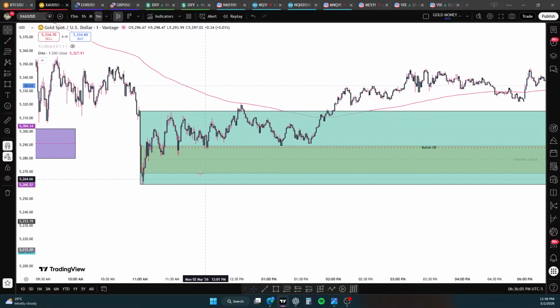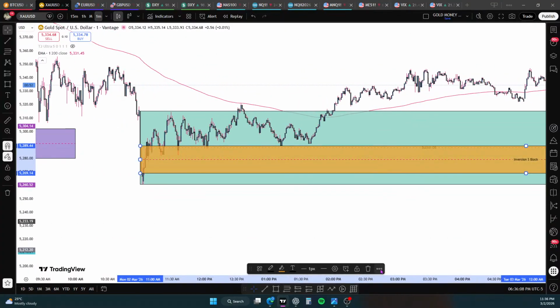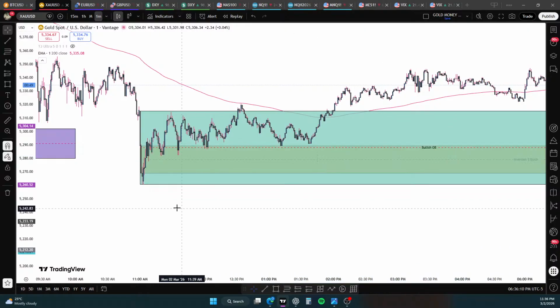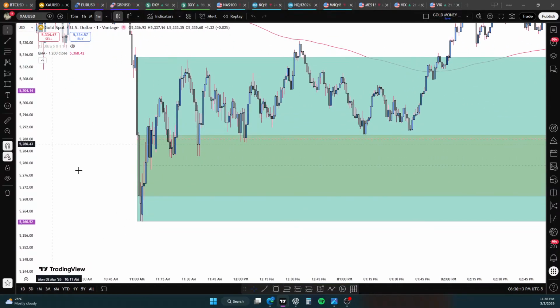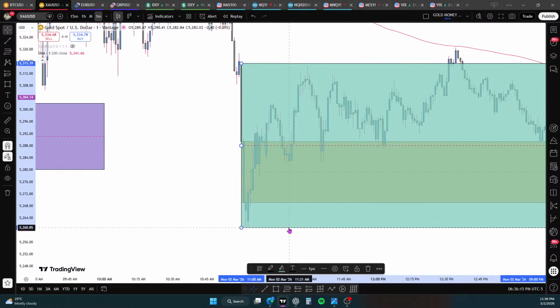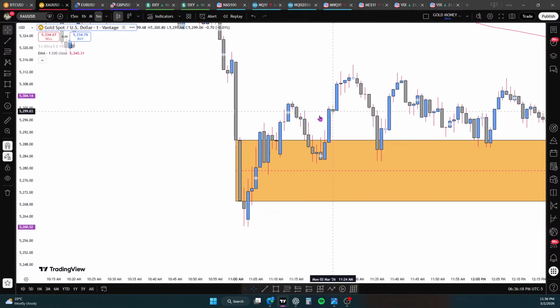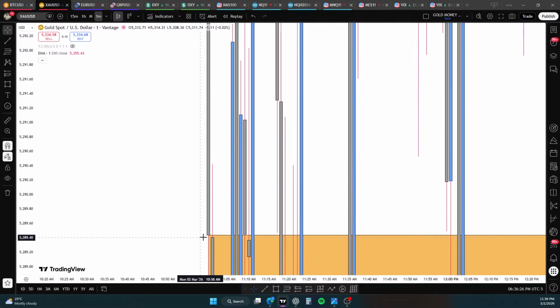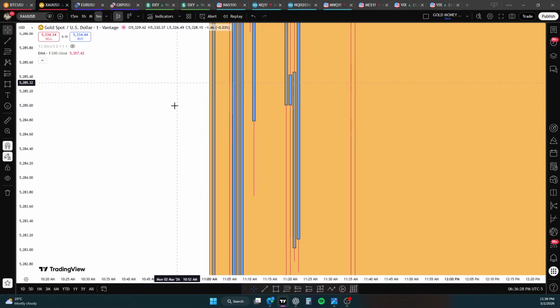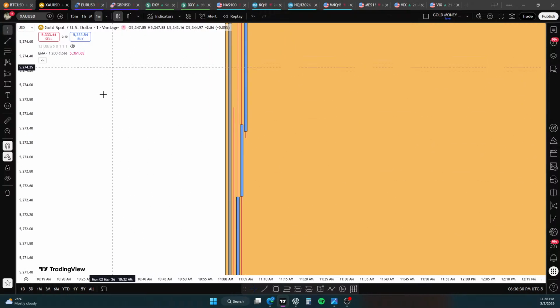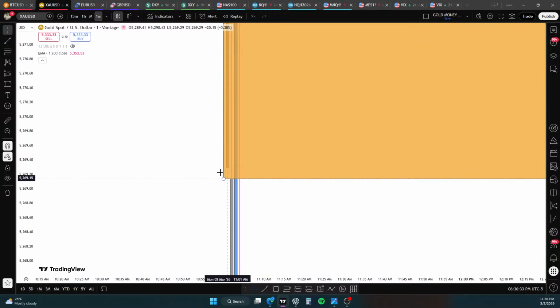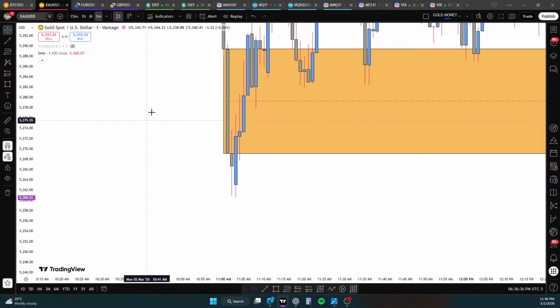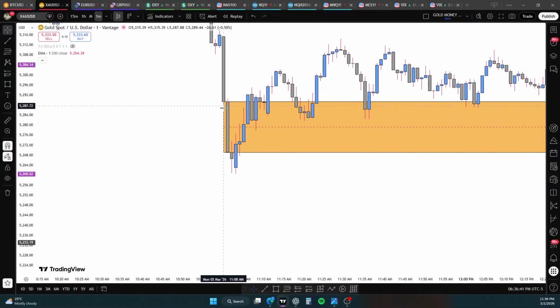And as well, we formed a suspension block here. I don't know why it stayed behind, so I'll delete that. So we formed a suspension block here. It's just outlined by this very small volume imbalance here, and also at the low as well. So this one candle is suspended between these two, and it's also a fair value gap.